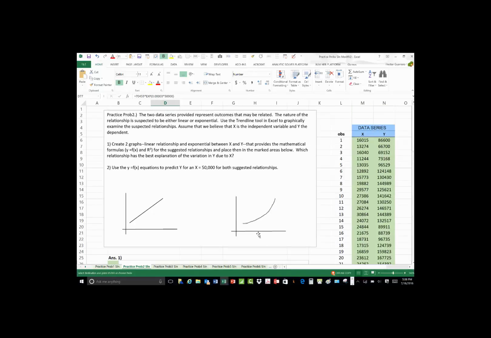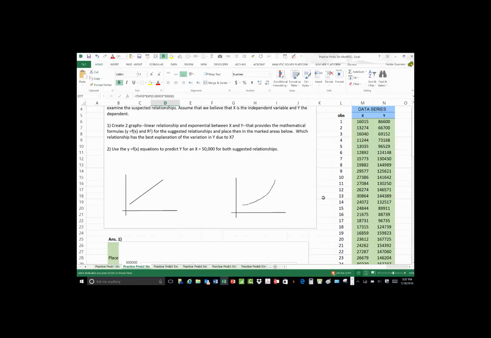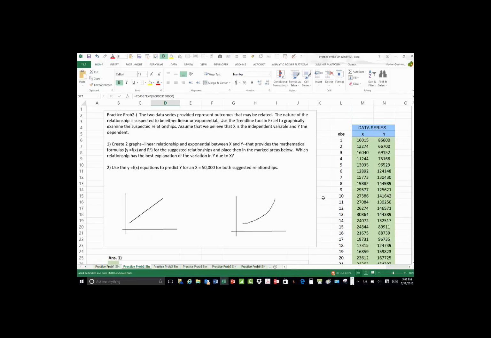In this problem, we've got data that we're trying to relate one variable to another. We've got an independent variable and we've got a dependent variable. Our independent variable is x and our dependent variable is y. So we're trying to create a relationship between these two values, a function. And we're going to map the data first, and then we're going to apply both a linear relationship and an exponential relationship and see how we do this.